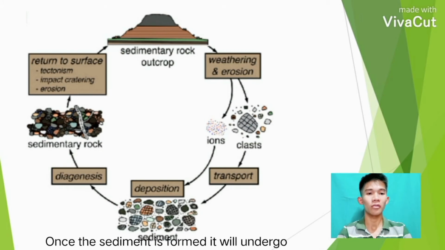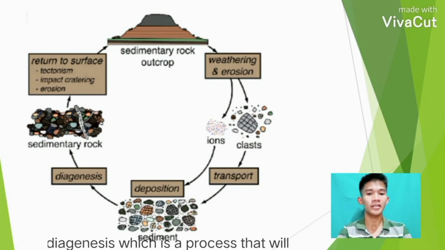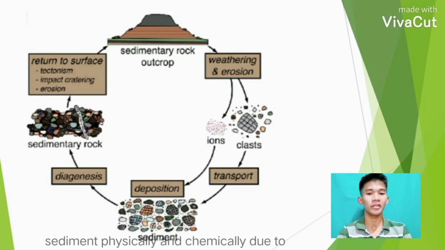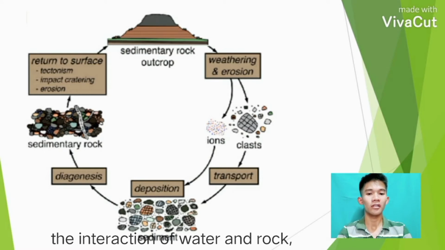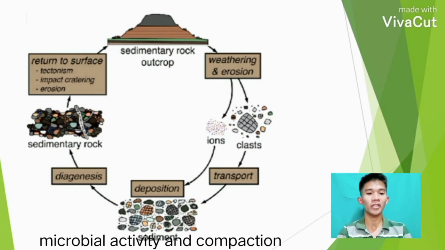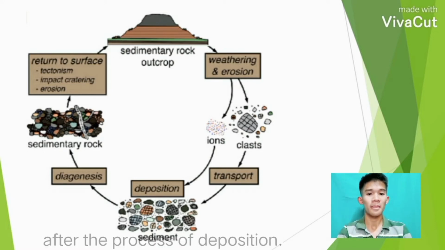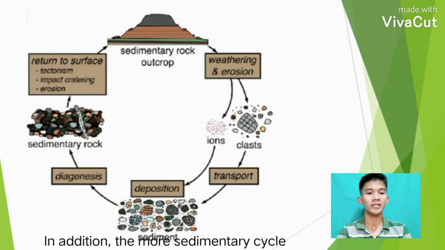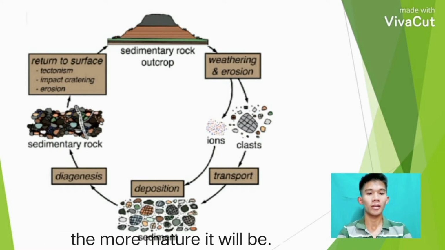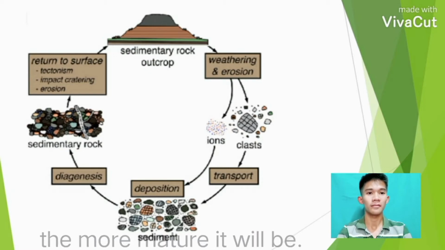Once the sediment is formed, it will undergo diagenesis, which is a process that describes the changes that occur in the sediment physically and chemically due to the interaction of water and rock, microbial activity and compaction after the process of deposition. In addition, the more sedimentary cycles a sediment experiences, the more mature it will be.